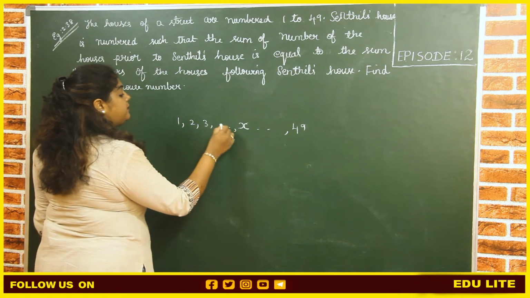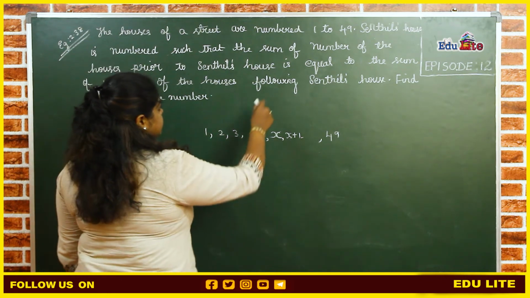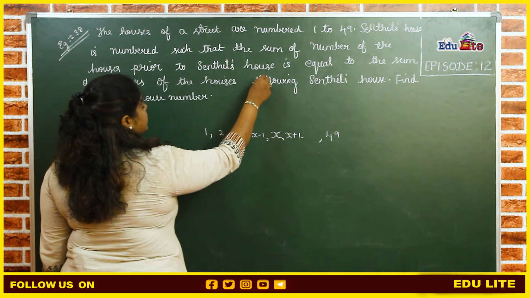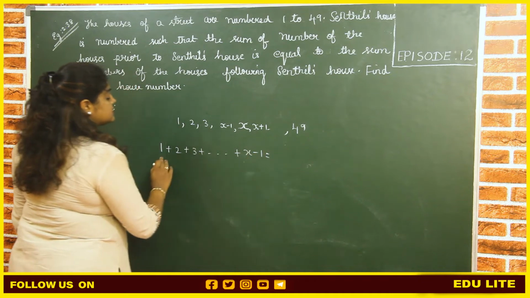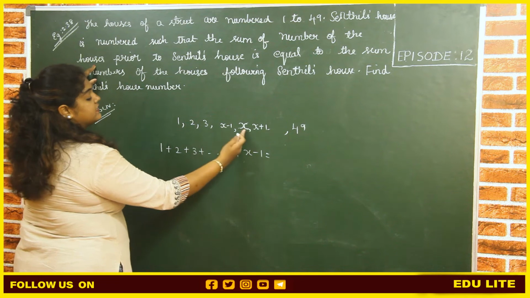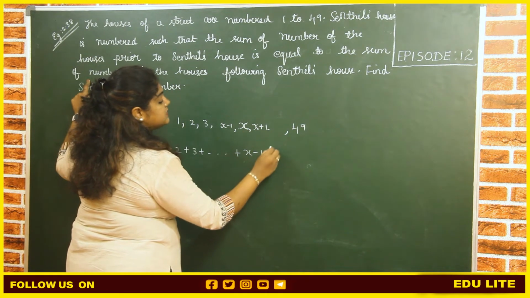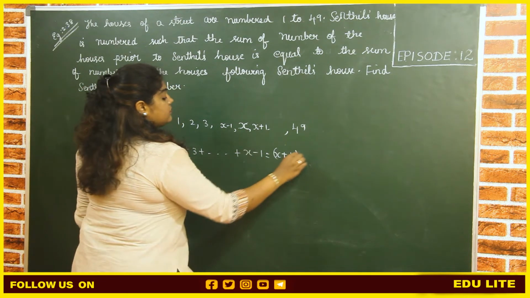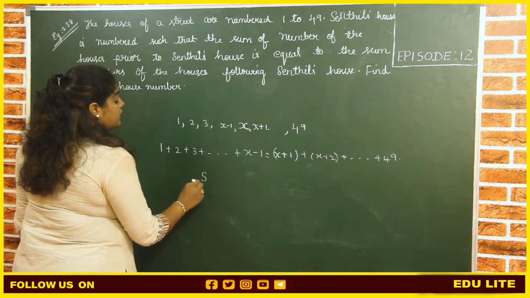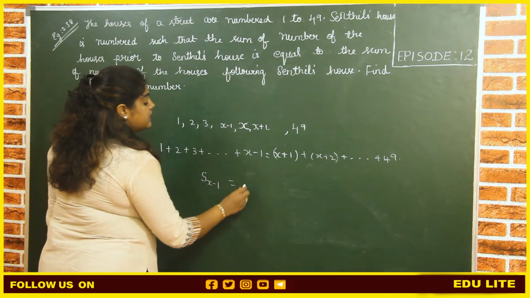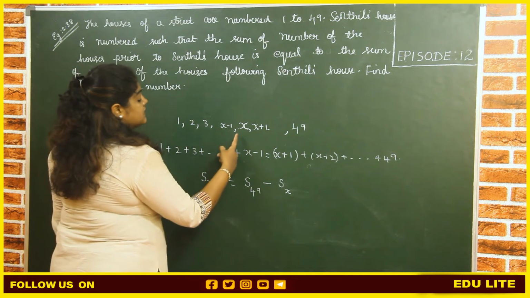So the term before x will be x minus 1 and the term after x will be x plus 1. According to the given question, we can write the sum of the numbers of the houses prior to Senthil's house, that is 1 plus 2 plus 3 up to x minus 1, which is equal to the sum of the numbers of the houses following Senthil's house, which means after x: x plus 1 plus x plus 2 and so on up to 49. This can be found by using the sum of the first 49 terms minus the sum of x terms, in order to find the sum of x minus 1.